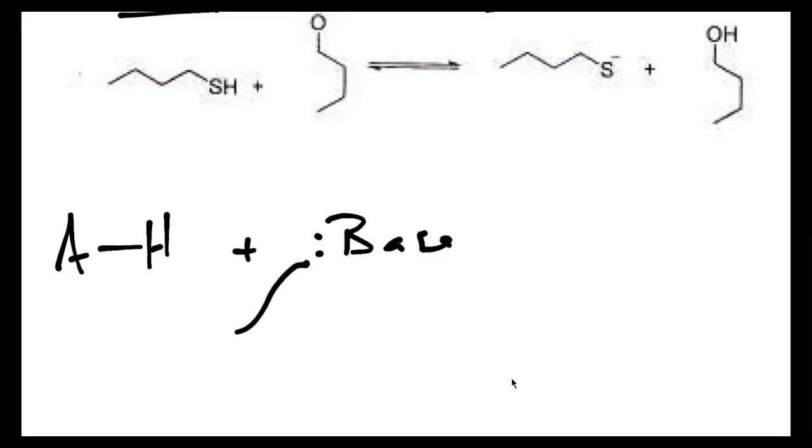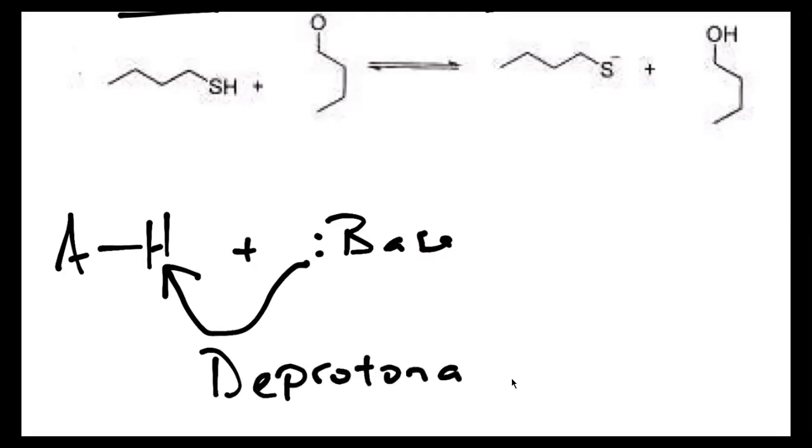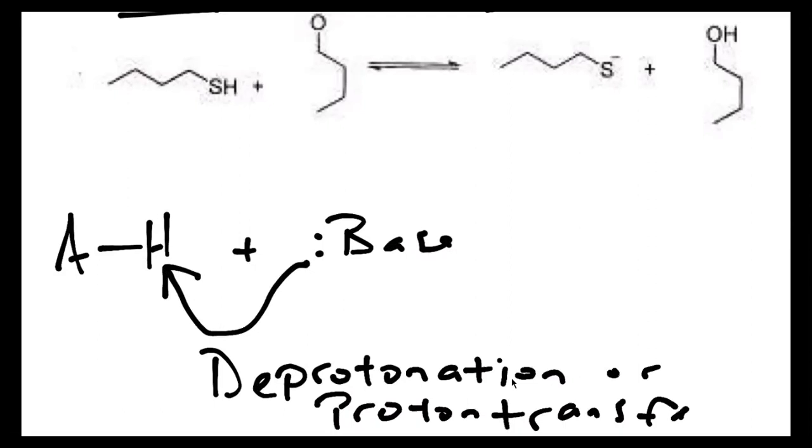The base is going to give up a pair of electrons to this proton. This is either going to be called deprotonation, or you can call it proton transfer. Both terms are interchangeable. Whenever I attack the proton, the atom that it is bonded to is always going to be more electronegative than it is. So I'm always going to have a second arrow giving the electrons in that bond back to that atom. Are you following? Let's get some basics out of the way.